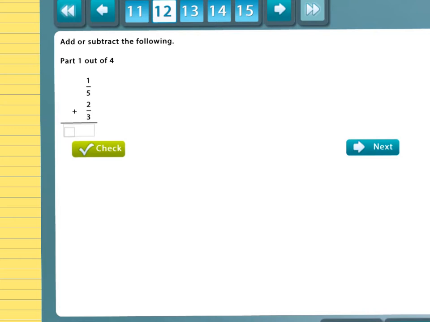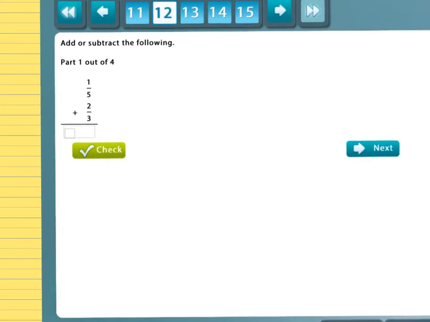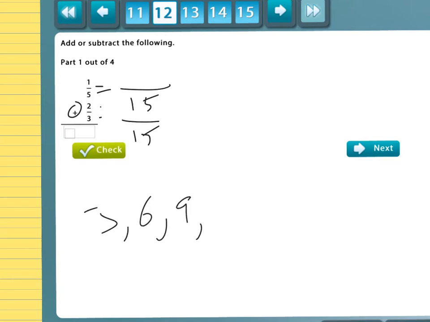Alright, this is a simple addition. Make sure you're checking the symbol of the problem. Simple addition. They're unlike fractions, so you need to find a common denominator for these. I'm going to do 15 because I know that 3, 6, 9, 12, and 15 are the multiples of 3, and 5, 10, and 15 are the multiples of 5. So I'm going to use 15.